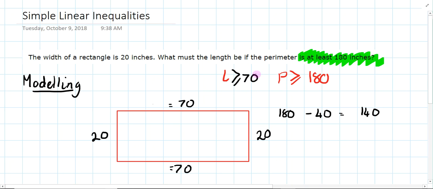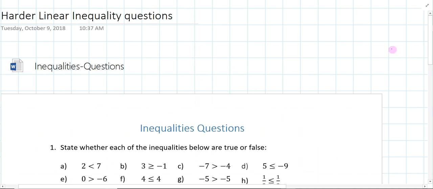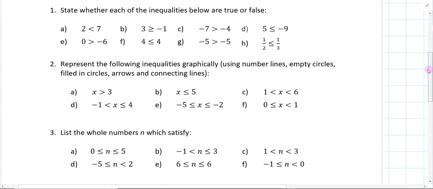So that's the only real difference at this point, isn't it? What we've done there is say that's when it equals 180, but we're saying length has to be greater than or equal to 70. So basic inequalities, but put in a certain situation. So you've got a question at the bottom of that sheet. Which question is it? The very last one?